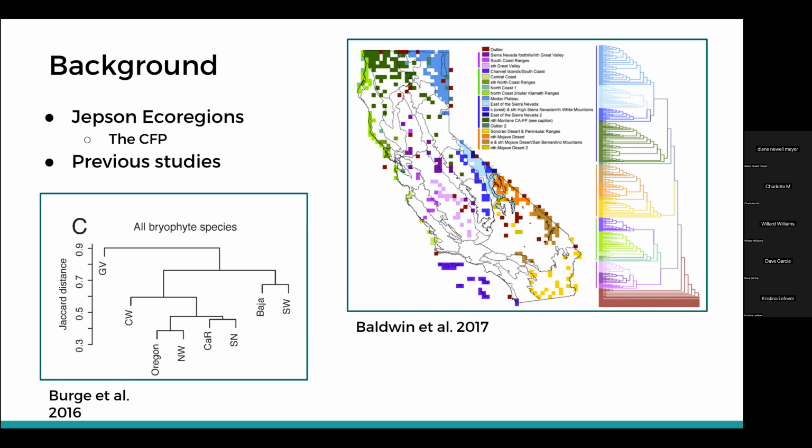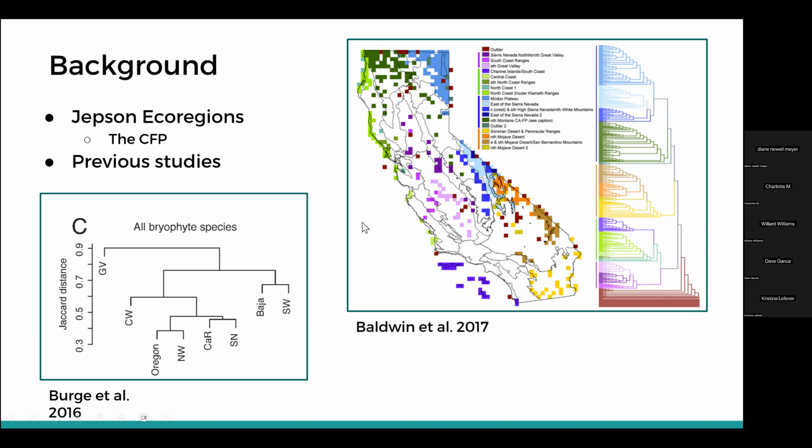And if you're unfamiliar with the California floristic provinces, I'll talk a little bit more about it later. But there are these ecoregions that the Jepson has created, and they define these areas in California. They also extend into Oregon and into Nevada and other bordering states and countries. So this study from Burgett et al. 2016 resulted in, like I said, a baseline understanding of bryophyte endemism and richness within California.